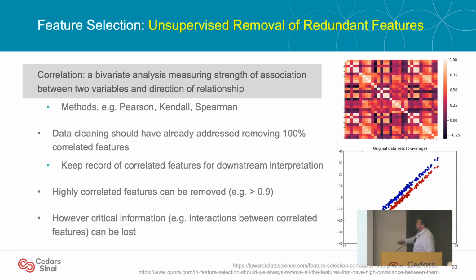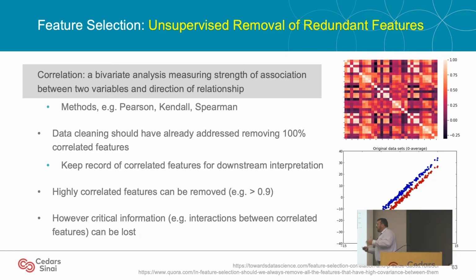A little bit more on removing redundant features. Correlation is a bivariate analysis measuring the strength of association between two variables and the direction of a relationship. So we can look at correlation with a number of correlation metrics, like Pearson, Kendall, Spearman. And data cleaning should have probably already addressed removing features that are 100% correlated, right? Because it's just redundant information. Although you do want to keep a record of which features were correlated, because if you're trying to track down causal factors, right, and you find a strong association, you're going to want to know what that strong association was correlated with that you removed from the data set, right?